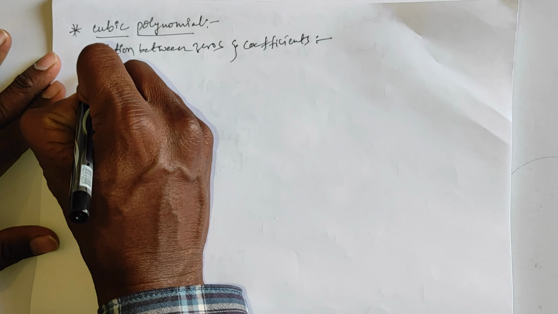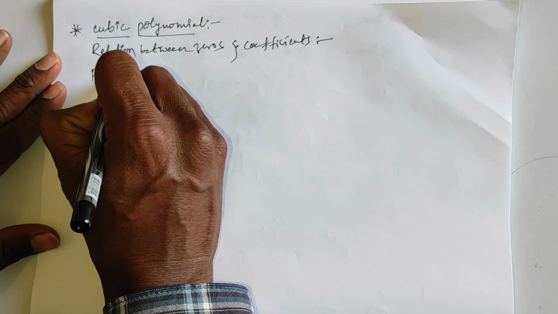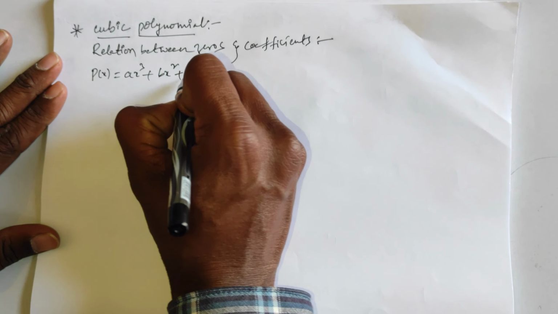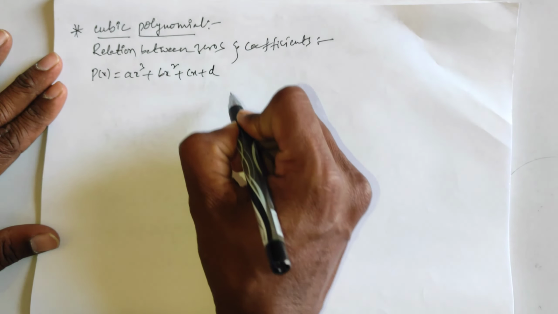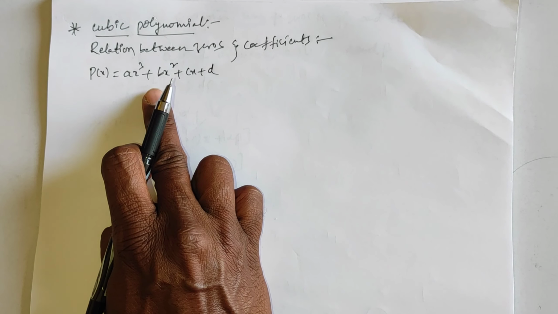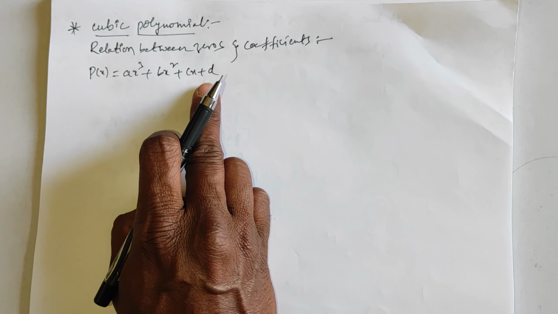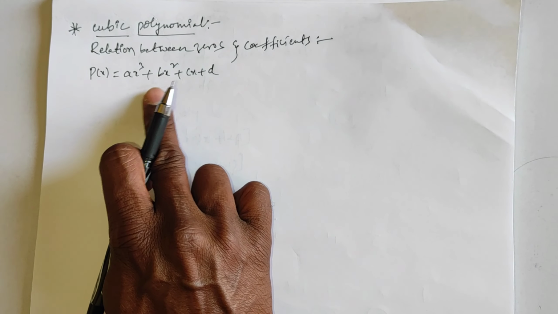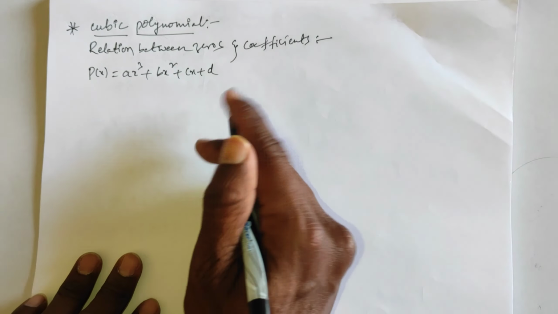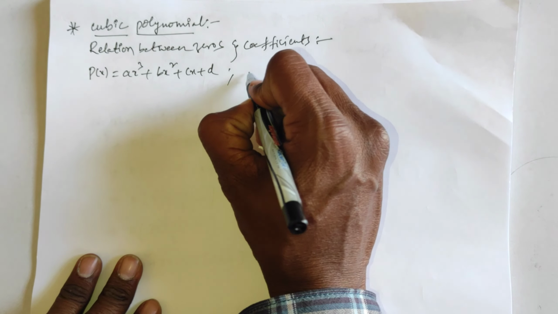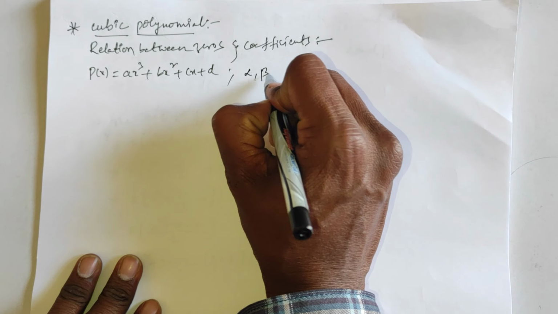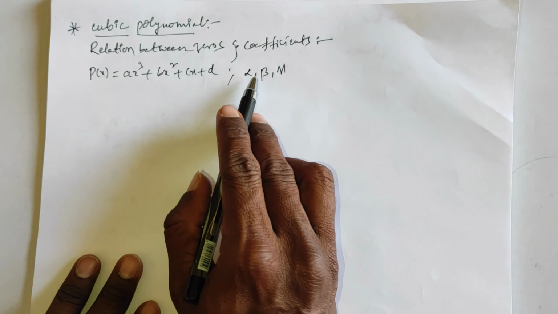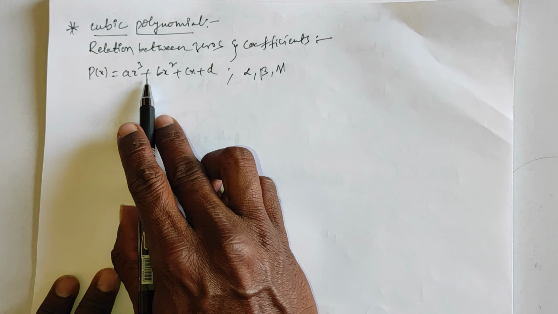Let me consider p of x equals ax cube plus bx square plus cx plus d, which is the standard form of the cubic polynomial, where a is not equal to 0. If a becomes 0, it becomes what? A quadratic polynomial, right? And I'm considering the zeros as alpha, beta and gamma. Alpha, beta and gamma are the zeros of the cubic polynomial.